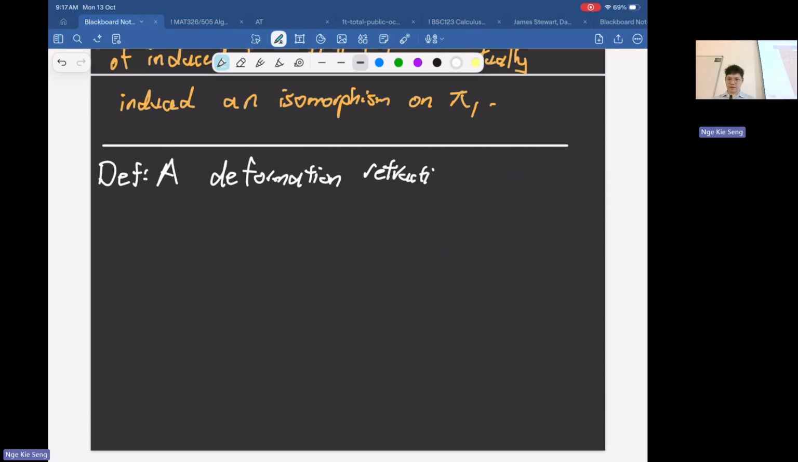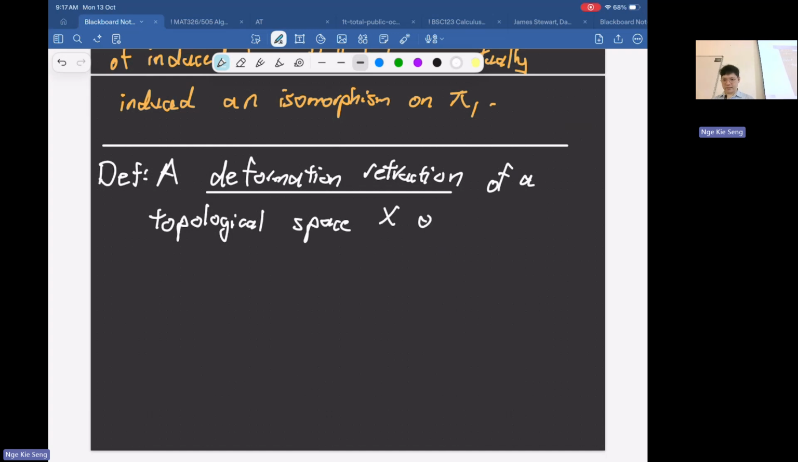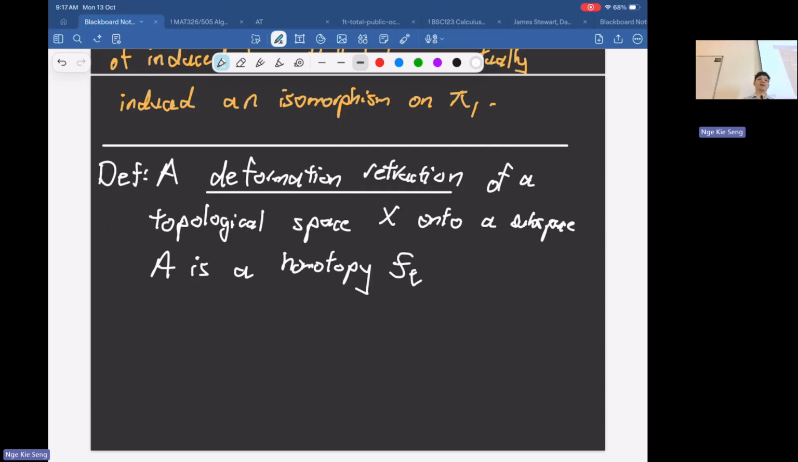Deformation retraction here. So this is not a retraction, but it is a homotopy to a retraction. Please don't confuse that. A deformation retract is a homotopy from the space onto a subspace A. Okay, homotopy from where to where? So this makes the definition quite important.